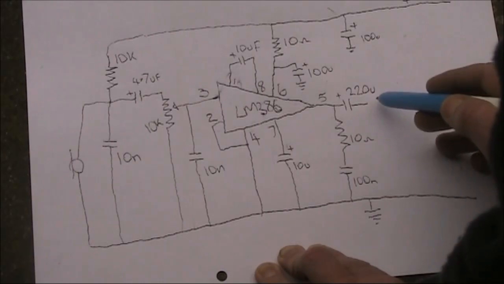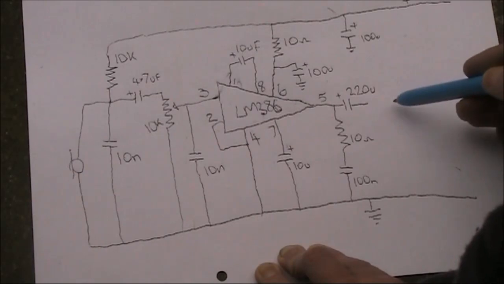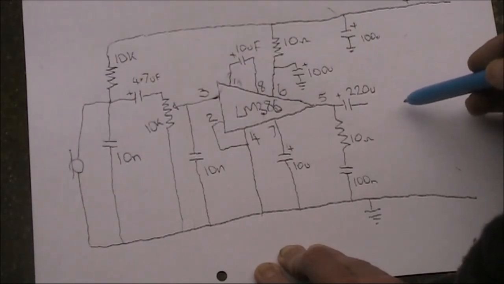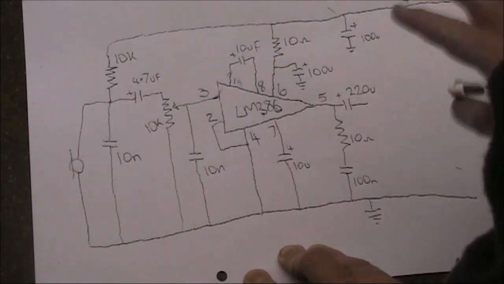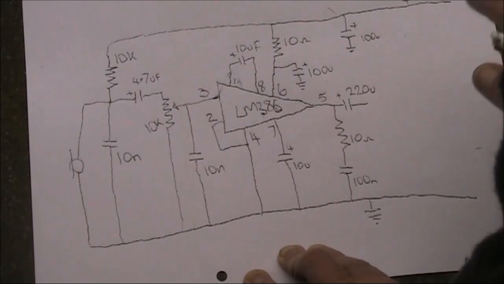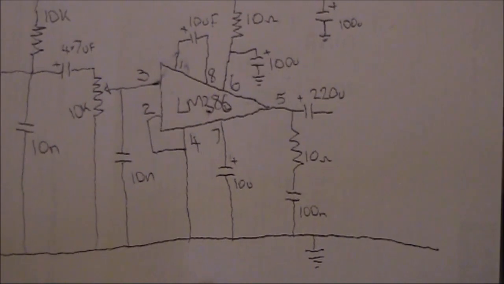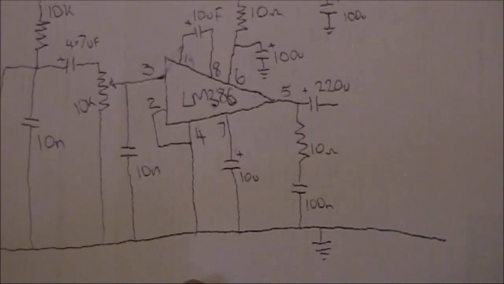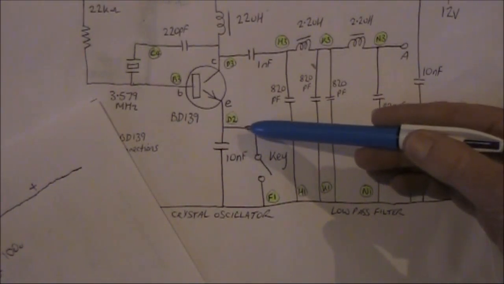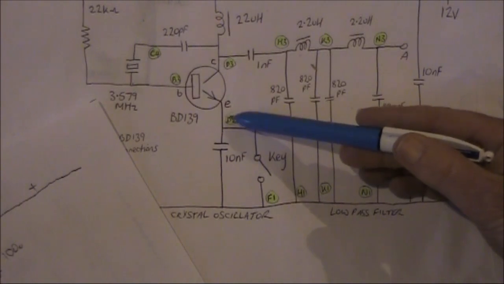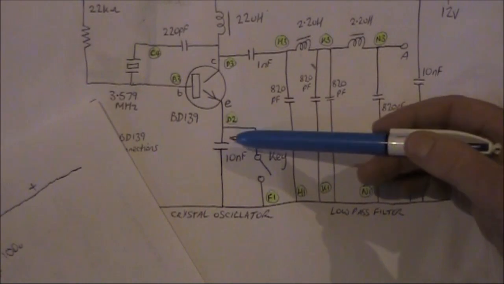So we've got an AC signal here that's amplified from the microphone, and we have to apply that to a point on the transmitter circuit that causes the transmitted signal to vary in its amplitude, and you get a voice signal coming out of it. So how do we connect the modulator to the transmitter so that it works? We're going to apply the audio to the emitter of this transistor, the BD139.